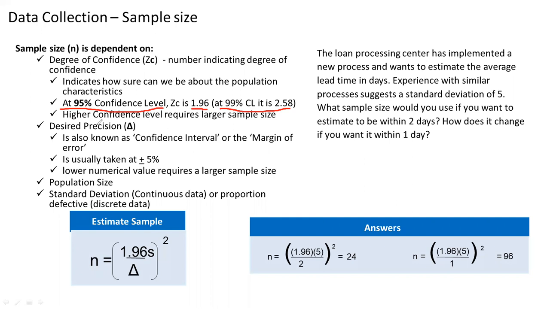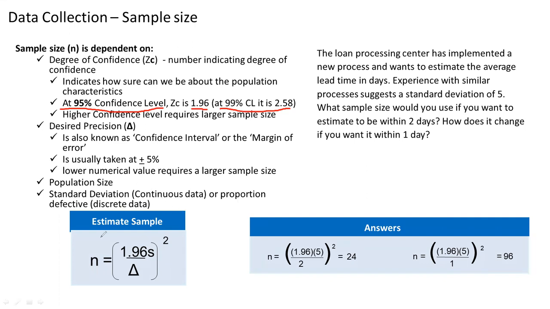Another thing is the desired precision, which we call delta, also known as the margin of error or confidence interval. It's a value taken as plus or minus 5% or maybe more as well. The lower the numerical value required, the larger the sample size. And we also need the population size, and the standard deviation for continuous data or the proportion defective for discrete data.